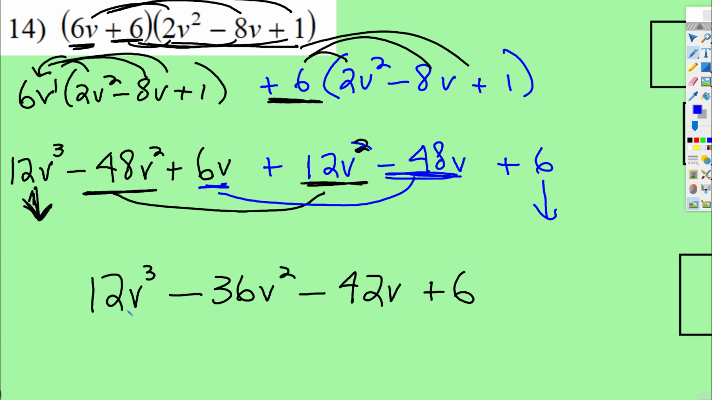And the 12v cubed gets brought down. Negative 48v squared plus positive 12v squared is negative 36v squared. And then positive 6v subtract 48v is negative 42v. And then we just bring down that positive 6. And that's all you can do with that. All right, that's it for the multiplication piece.